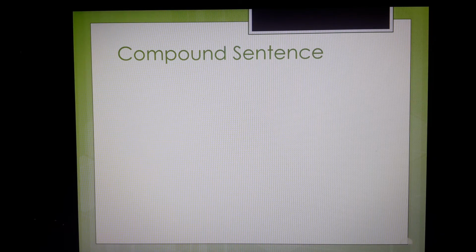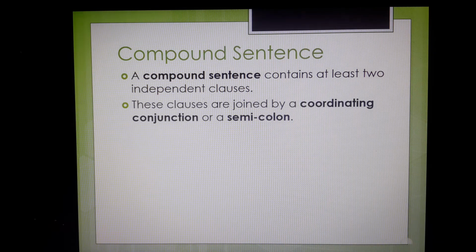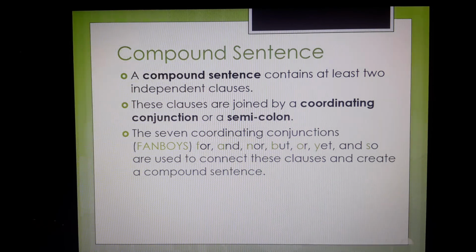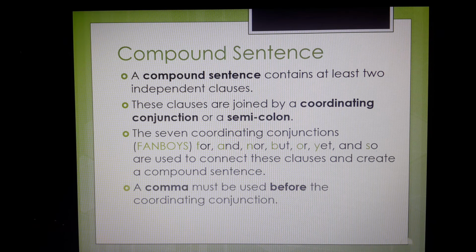Now, we have a compound sentence when we combine these 2 simple sentences, or now we will call them independent clauses. These clauses are joined by a coordinating conjunction or a semicolon. This is very important. The 7 coordinating conjunctions that we are familiar with, we call them our fanboys. They are for, and, nor, but, or, yet, and so. These are used to connect the clauses and therefore create what we call a compound sentence.